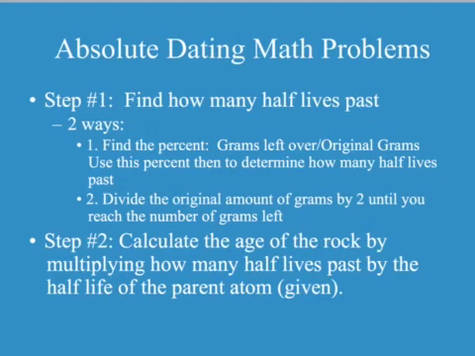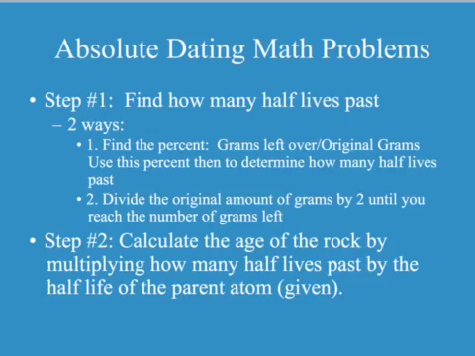You're going to have to do some absolute dating math problems. To do these, there are 2 steps. Step 1 is to find how many half-lives passed. Step 2 is to calculate the age of the rock by multiplying the number of half-lives passed by the half-life of the parent atom. This is a number that will always be given.